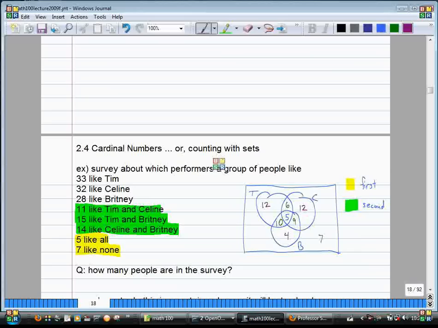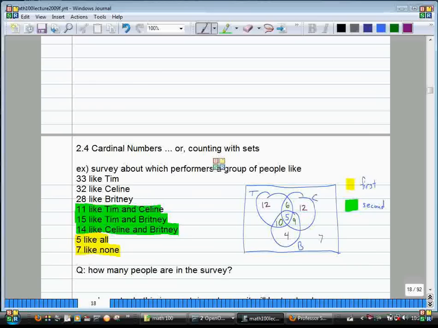For example, last time some people were saying something along the lines of, well, there are 7 in the universe. No way. There are 7 in what? There are 7 in the universe only, and not T, C, and B. That's very different from saying there are 7 in the universe. Does that make sense?